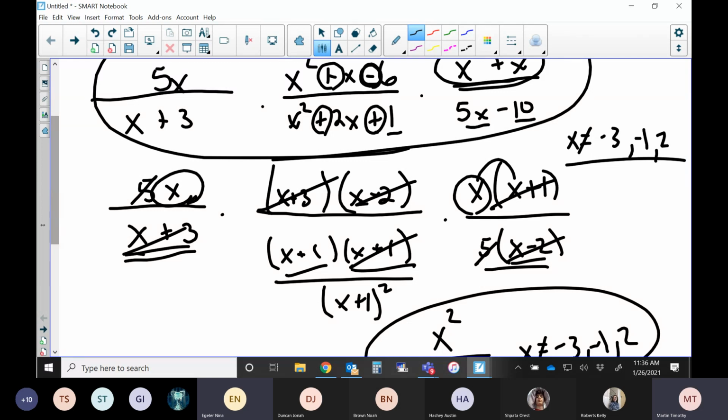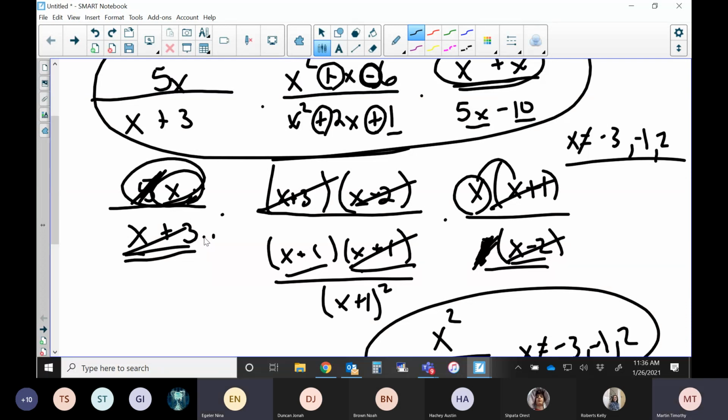So do you see this right here? You're just looking at the bottom. Does it have anything in common with x plus 3? No. Does it have anything in common with the x plus 1s? No. Did it have anything in common with the 5, x minus 2? Yes, the 5. 5 canceled out with the 5. Okay. Does the x have anything in common with anything down there?